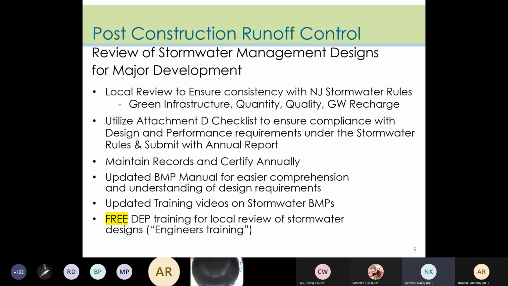These are permit requirements in the MS4 permits to conduct the review, maintain the records, and certify compliance with those requirements on an annual basis in the annual report. And then to assist with the permit requirement, we provide updates to the BMP manual. We post various training videos and present this free engineer training, which we have done, I think, in the past couple of years, twice per year.